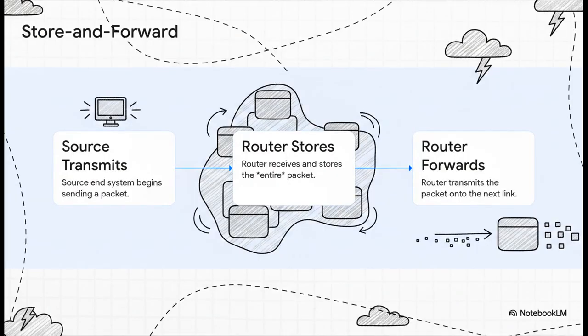So this is how it works. A router isn't like a simple pipe where data just flows through. No, it's more like a post office sorting room for each individual packet. It has to receive the entire packet, every single bit of it, and store it in its memory. We call that a buffer. That's the store part. Only then can it look at the address, figure out where it needs to go next, and start sending it out. That's the forward part. And this happens over and over again at every single router on the journey.